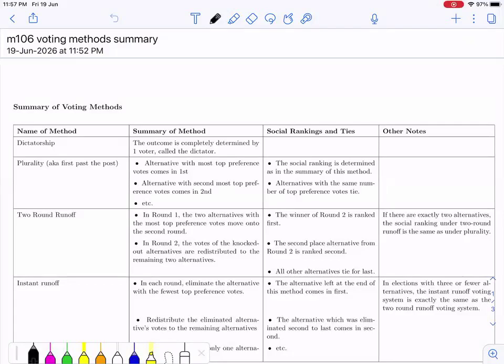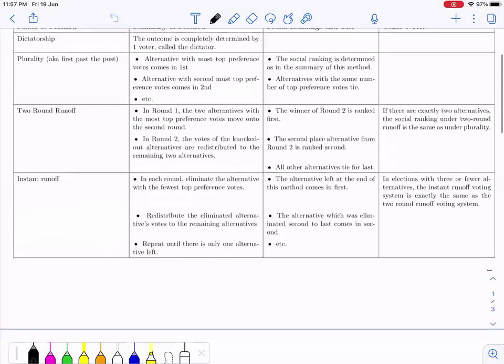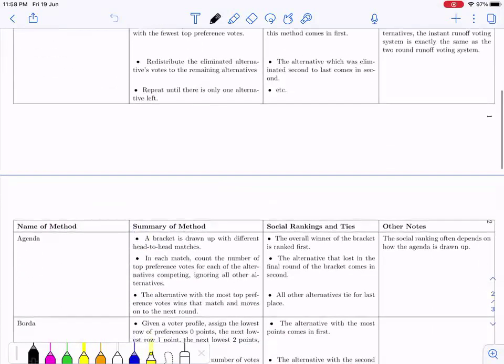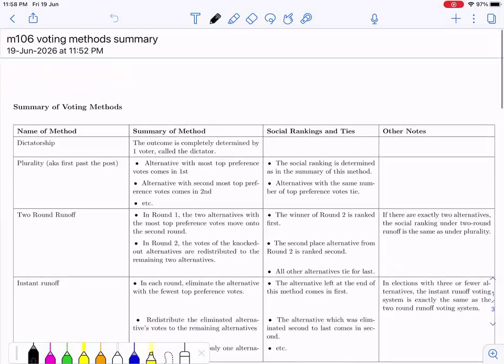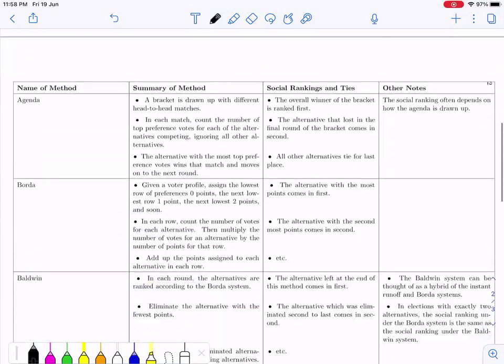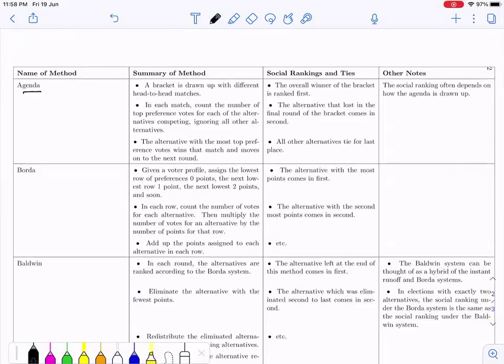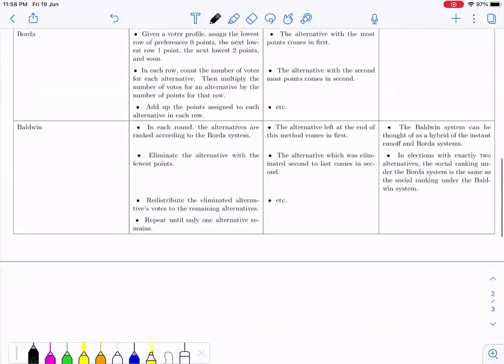Hi. So today we're going to discuss some voting methods. These are going to be all the voting methods that would be on your exam. So you have dictatorship, something called plurality, a two-round runoff, instant runoff, agenda voting system, Borda, and Baldwin.